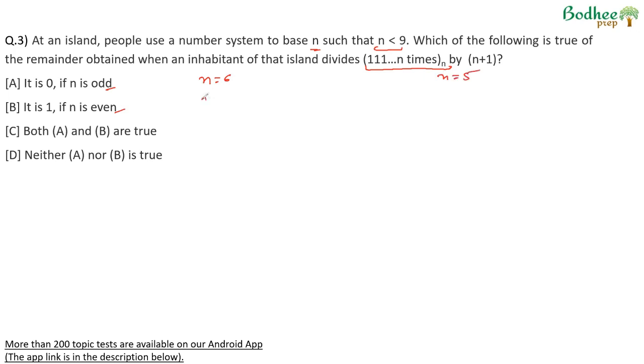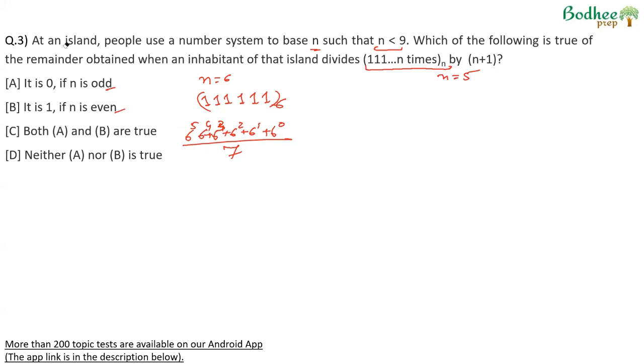So here we'll get 111111, 6 times, to the base 6. Let us convert it to base 10. So this 1 will get multiplied by 6 raised to power 0, the 1 before this by 6 raised to power 1, 6 raised to power 2, 6 raised to power 3, 6 raised to power 4, and then 6 raised to power 5. We are dividing this by n plus 1, which is 7.